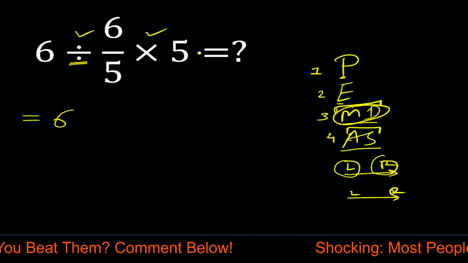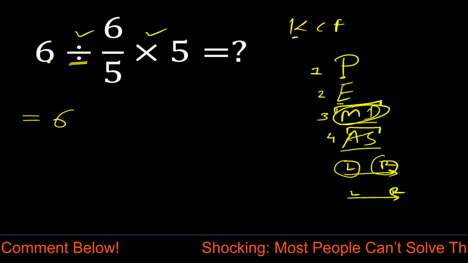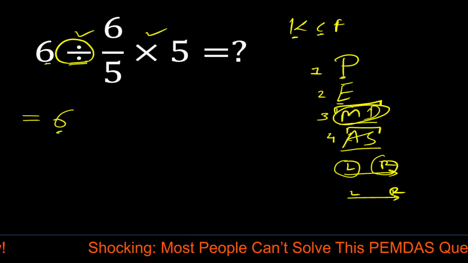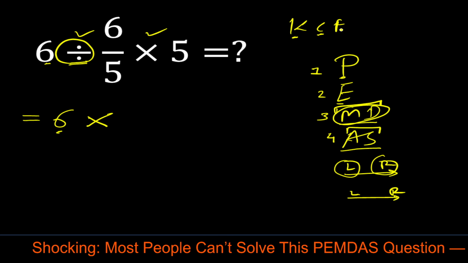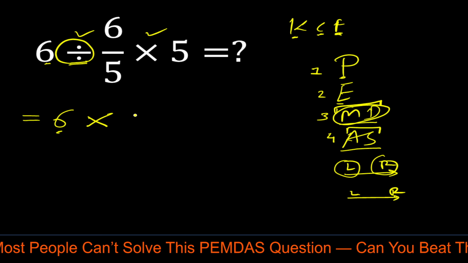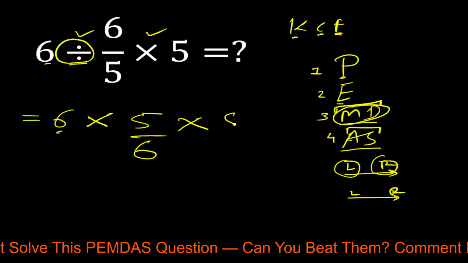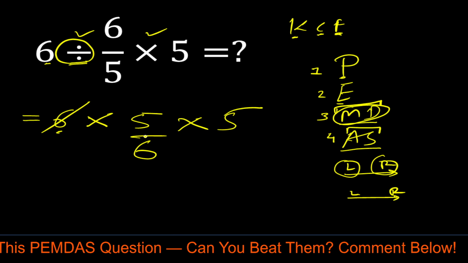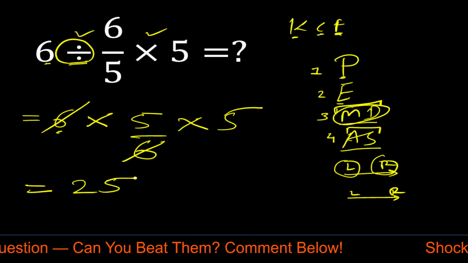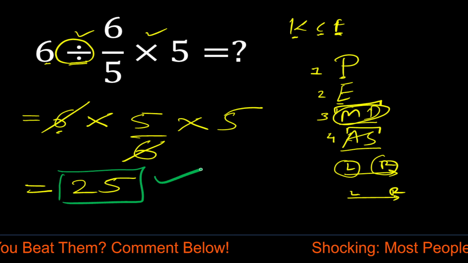So now 6. Now according to KCF rule, K means skip this first 6 as it is same. Then C means change this sign from division to multiplication. Then F means flip this fraction. 6 upon 5 is equal to 5 upon 6, right? Times 5. Now cancel this 6 by 6. So 5 times 5 is equal to 25, right? So the correct answer is 25.